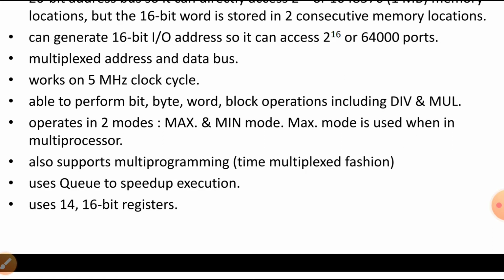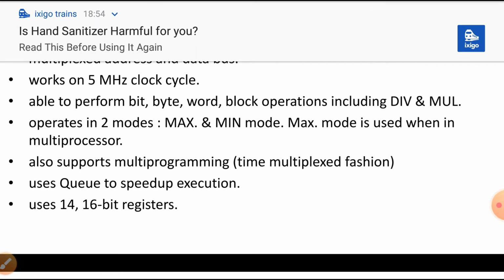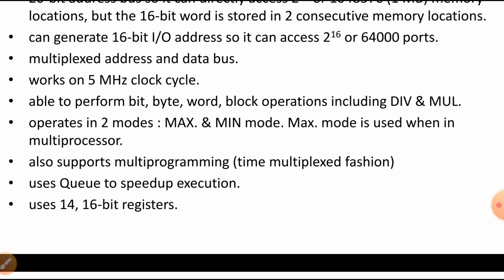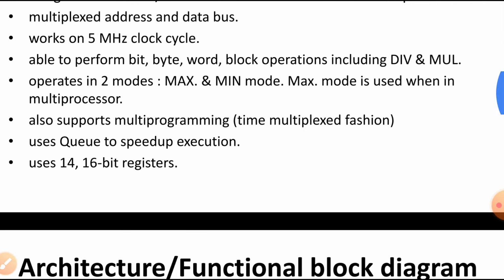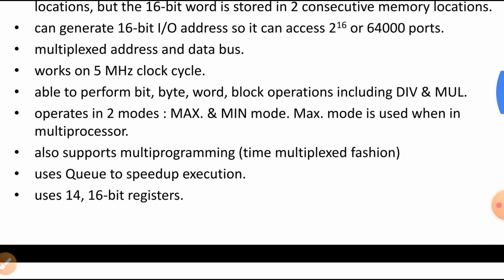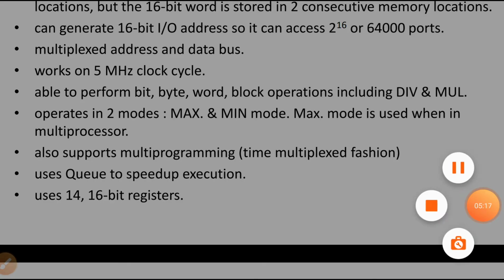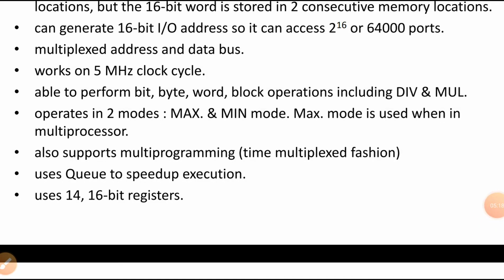Now, as far as the working modes of 8086 are concerned, it works in two modes, maximum mode and minimum mode. Maximum mode is used whenever the processor functions in a multiprocessor fashion. It supports the multi-programming facility also, that is time division multiplexing, time multiplex fashion. Meaning multi-programming or time multiplex fashion means if you have one CPU and many terminals connected together, and all the users who are using their terminals are connected with one CPU.